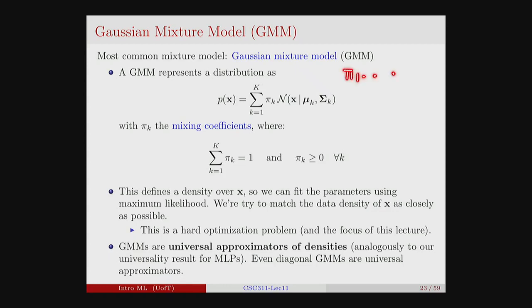We have pi 1 all the way to pi k, we have mu 1 all the way to mu k, and we have sigma 1 all the way to sigma k. These are the sets of parameters of this Gaussian mixture model.